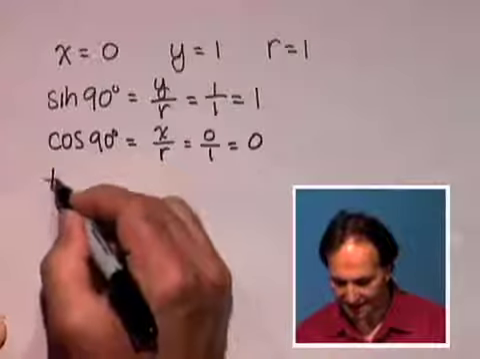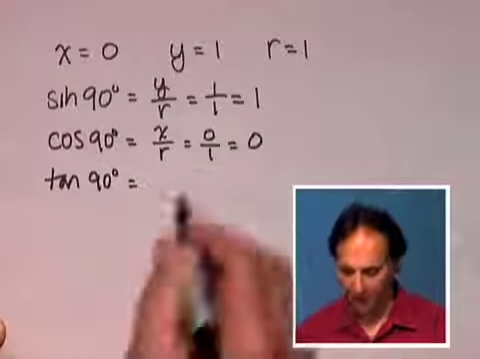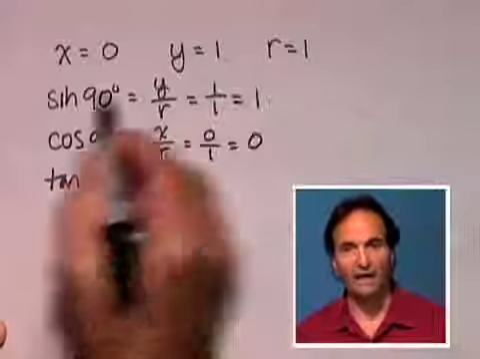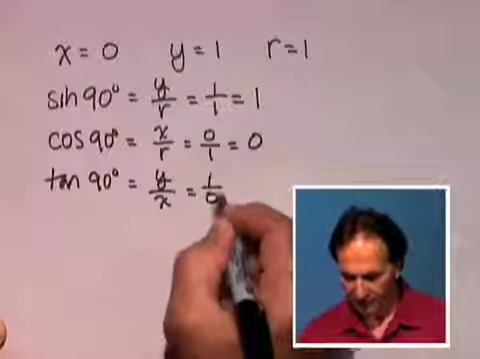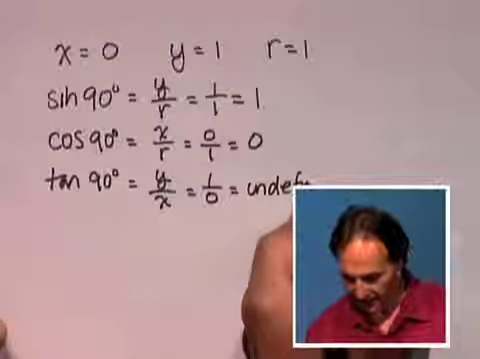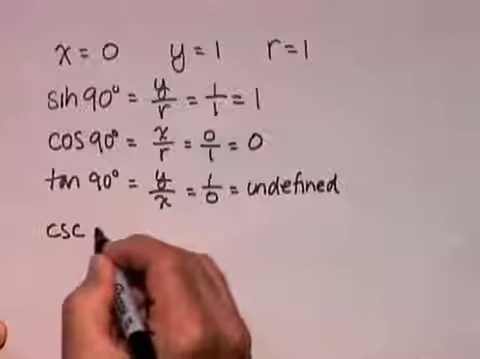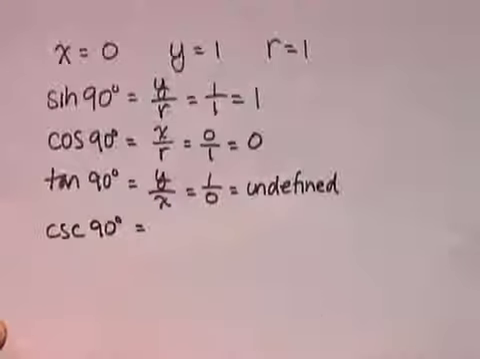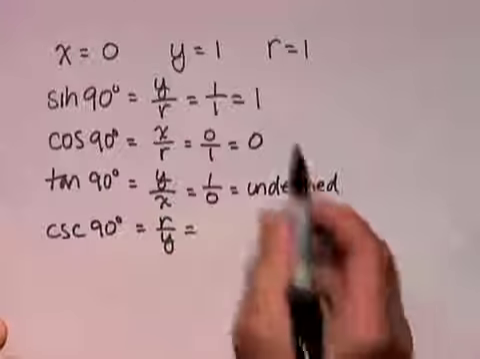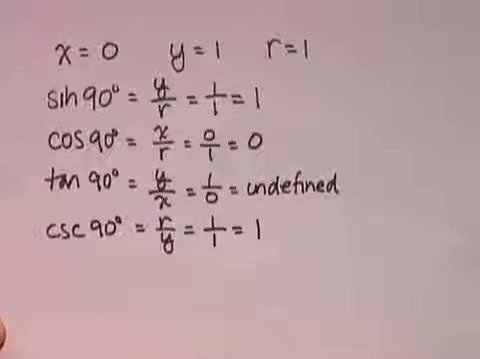Now for the tangent of 90 degrees. The tangent of 90 degrees is y divided by x. Y is equal to 1, x is equal to 0. And of course, 1 divided by 0 is undefined. Now let's find the cosecant of 90 degrees. Cosecant of 90 degrees would be equal to r divided by y. R is 1, y is 1, so the cosecant of 90 degrees is 1.